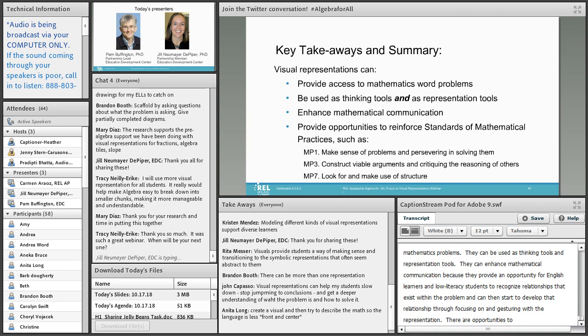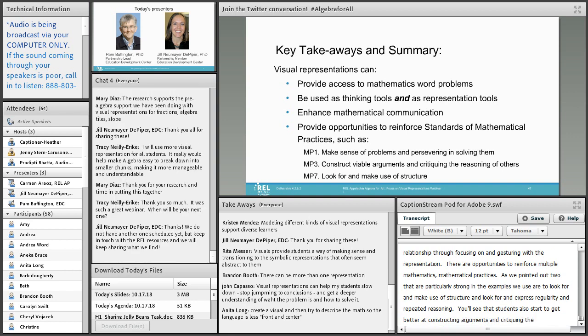There are opportunities to reinforce multiple mathematical practices. As we pointed out, two that are particularly strong in the examples we used are to look for and make use of structure, and look for and express regularity and repeated reasoning. You'll see that students also start to get better at constructing arguments and critiquing the reasoning of others when you do paired work and small group work, and when they have to explain and justify why they created a particular type of representation.